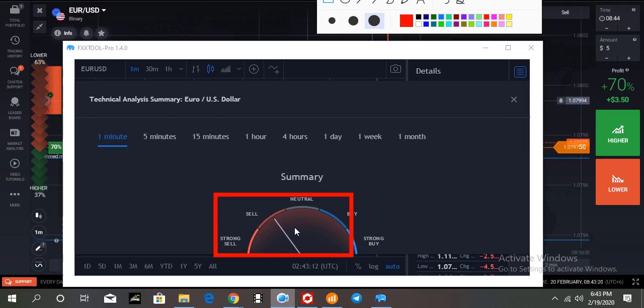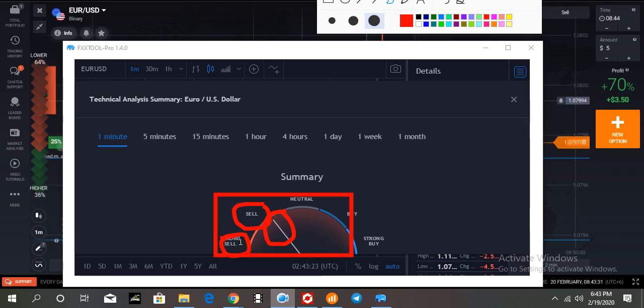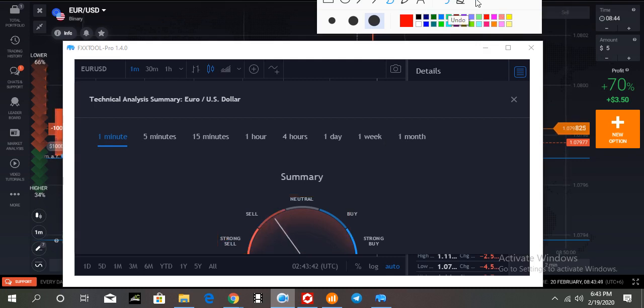Okay, you can see when this line stays with this sell area and this strong sell, then we can easily enter a put here. That means a downtrend here. But when this line stays with this area, this is a strong call signal, sorry, strong put signal. Then we can easily enter the trade, but this trade is going to loss. So let's see what happened here.